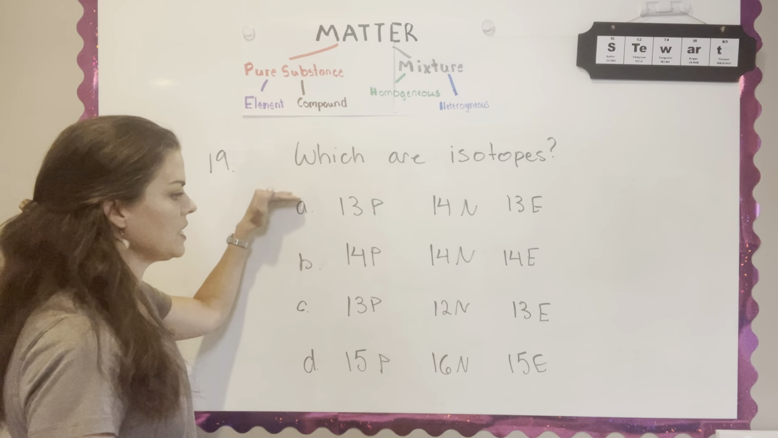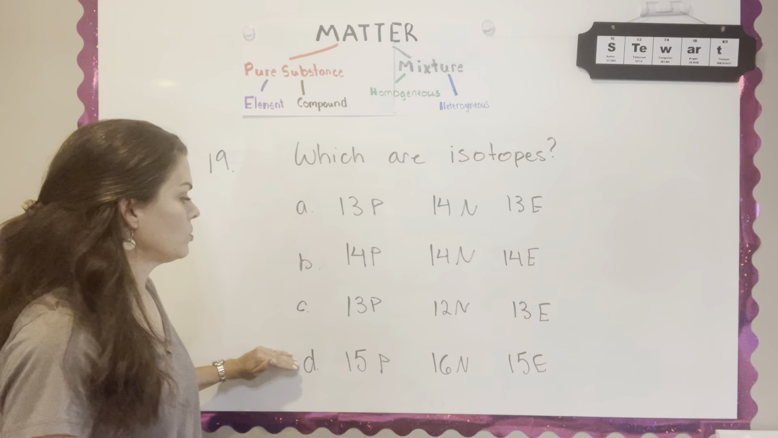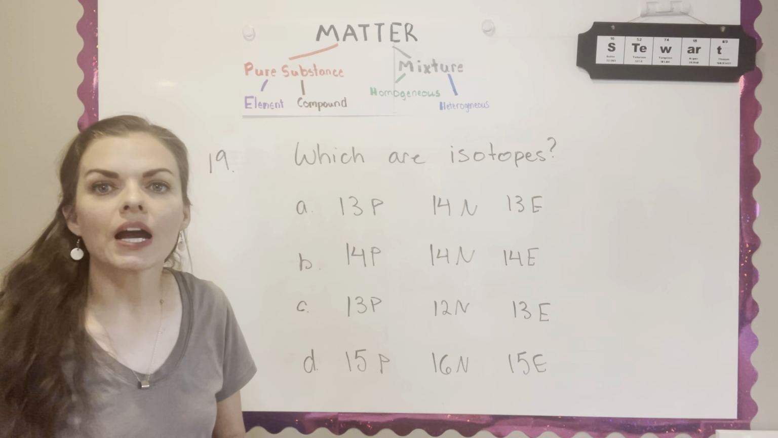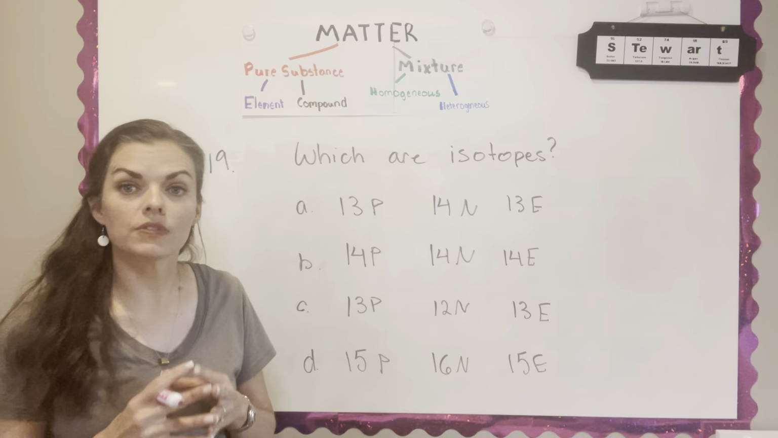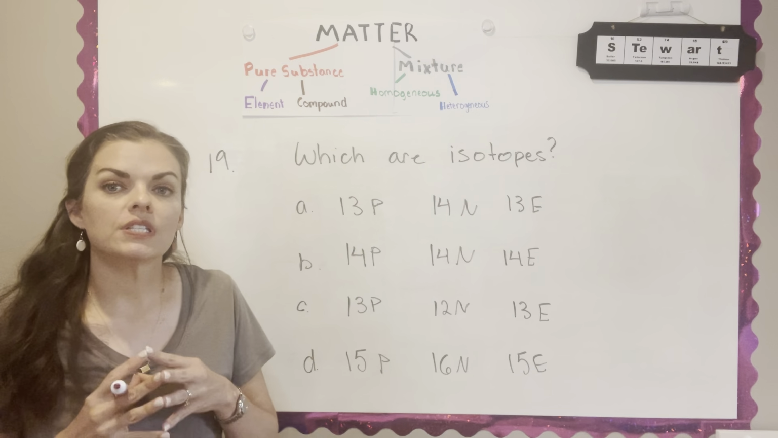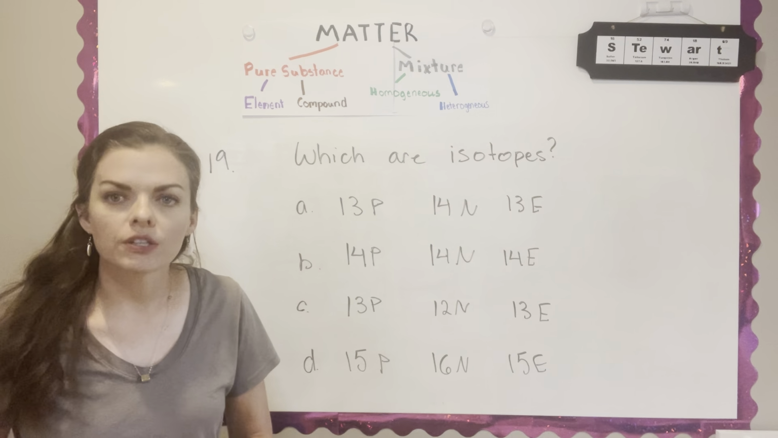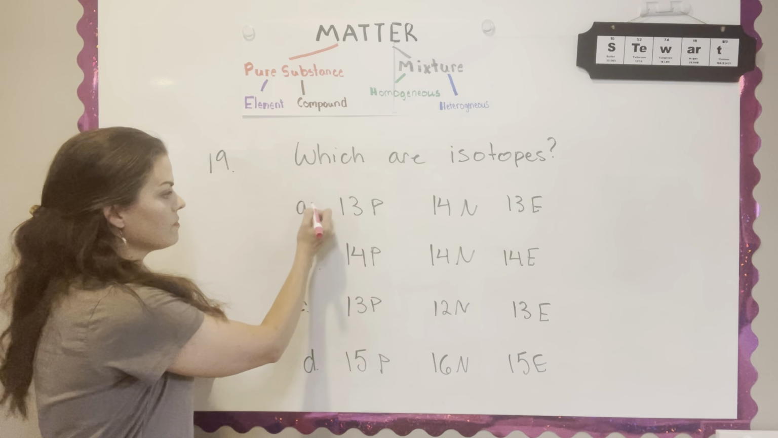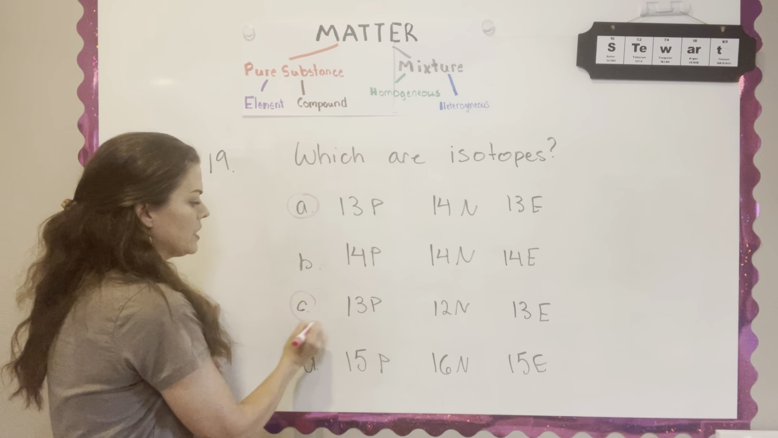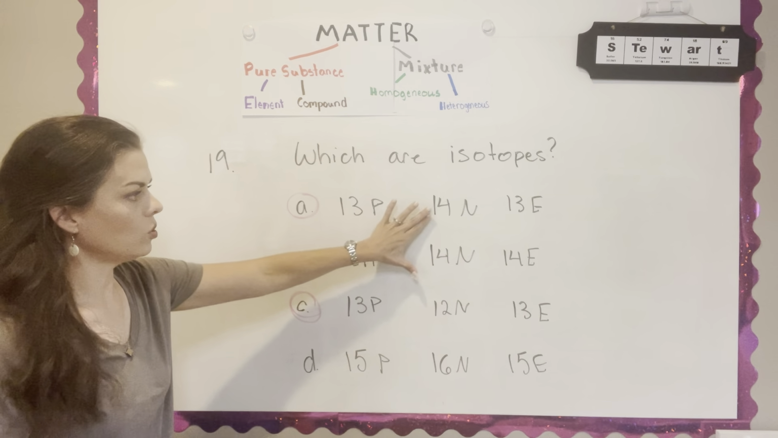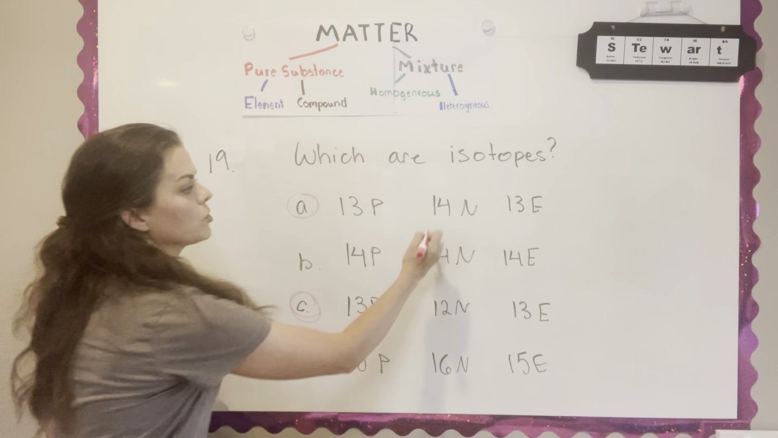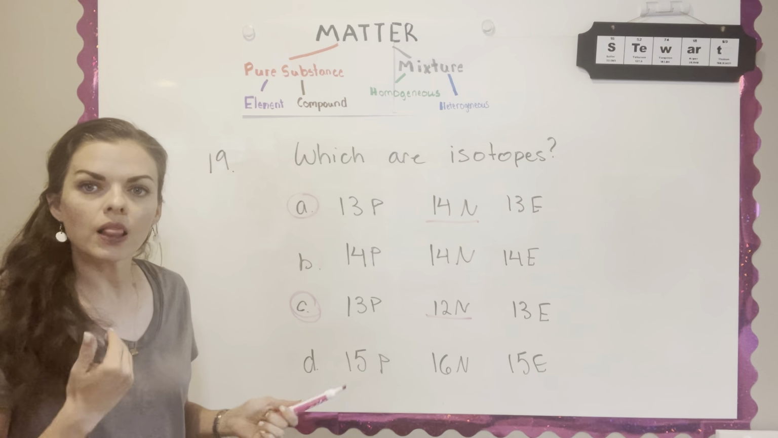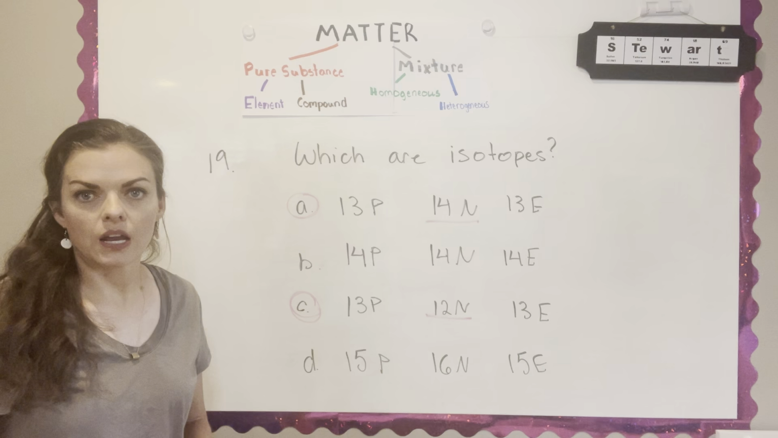Question number 19 gives me the particles that are in 4 atoms, and it asks me which 2 atoms are going to be isotopes of each other. Isotopes are of the same element, so they have the same number of protons but a different number of neutrons. The only 2 that have the same number of protons are A and C. If you look, they also have different numbers of neutrons. So these are both the same element, they are just isotopes of that element.